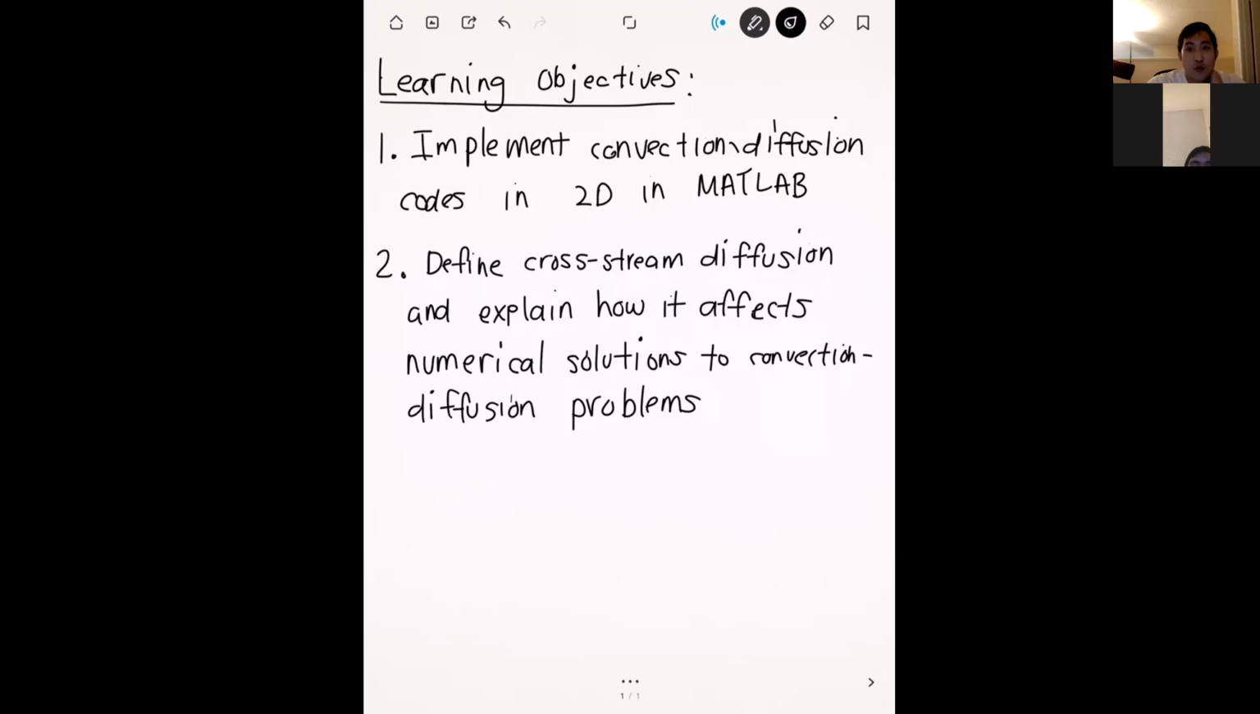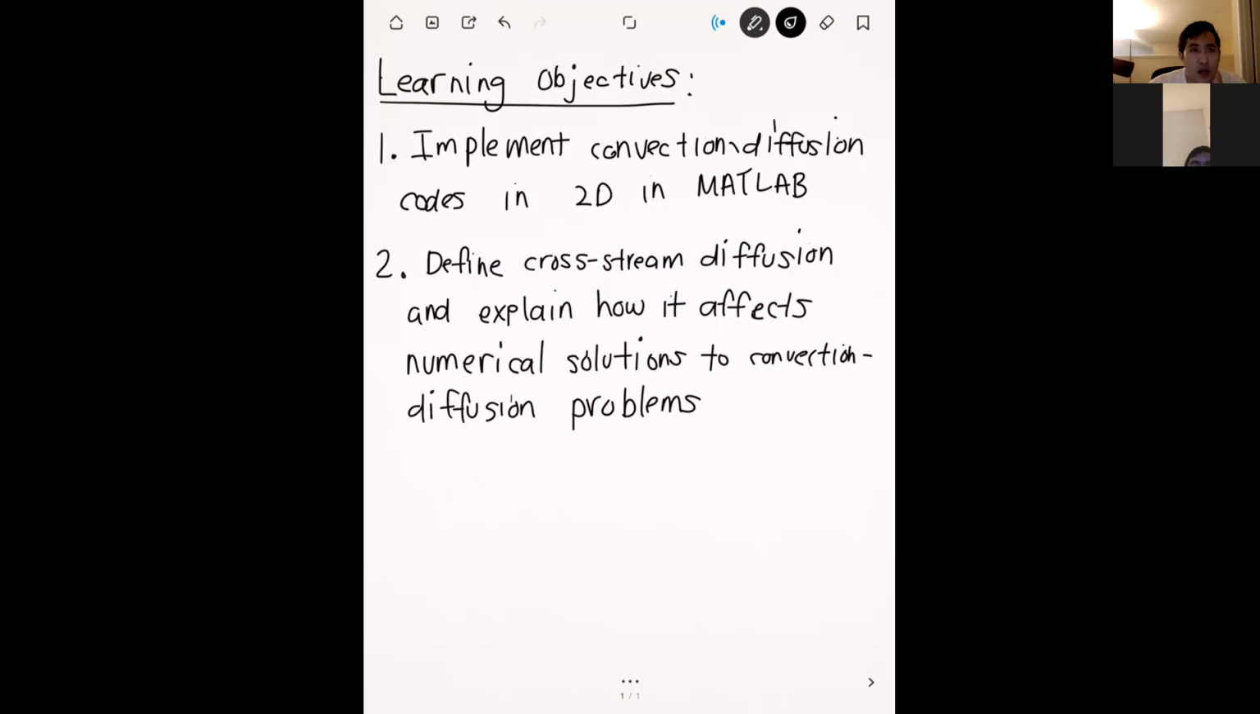Yes. Yeah, so we'll be going over how to implement convection codes in 2D. So you're going to need MATLAB. And actually, I posted up some starter code onto Canvas as well. If you go to the page for week 6 on the Canvas site, the very bottom file down there is the starter code for today's activity.